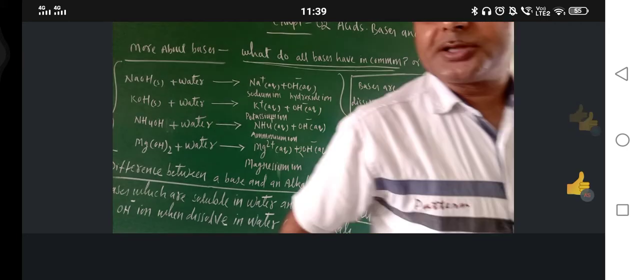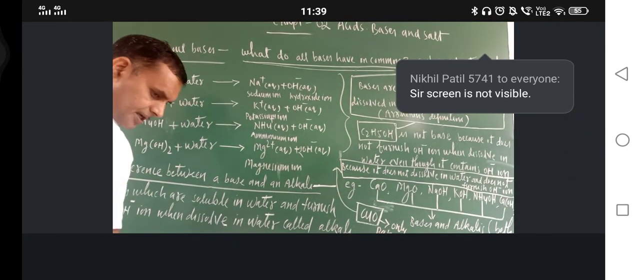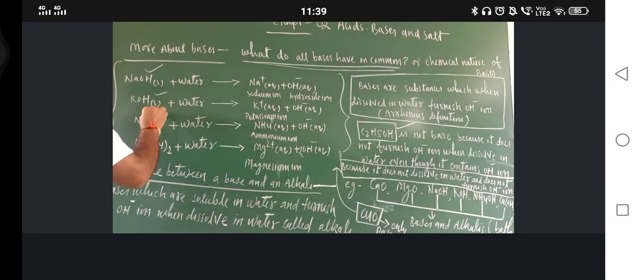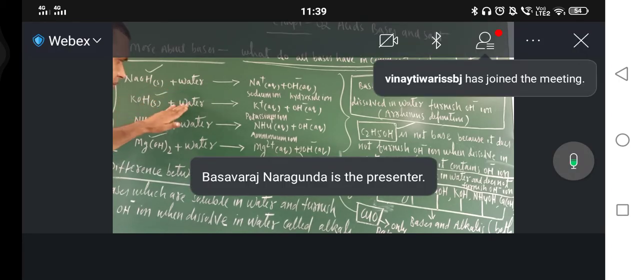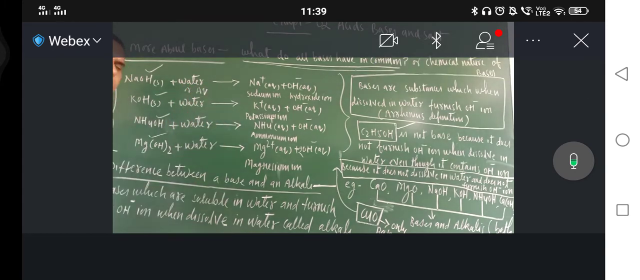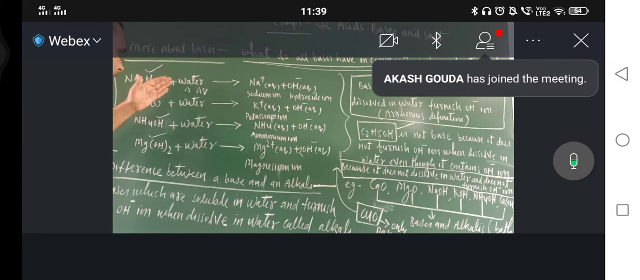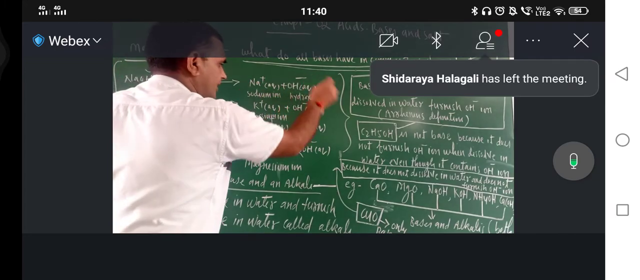These are the bases: NaOH, then KOH, NH4OH, magnesium hydroxide. Instead of writing the chemical formula of water, H2O, as in the case of acids, in the case of bases you just write water or just write aq. Aq means aqueous, which means water only. So NaOH and water: what does it furnish? It furnishes Na positive ion and OH negative ion.